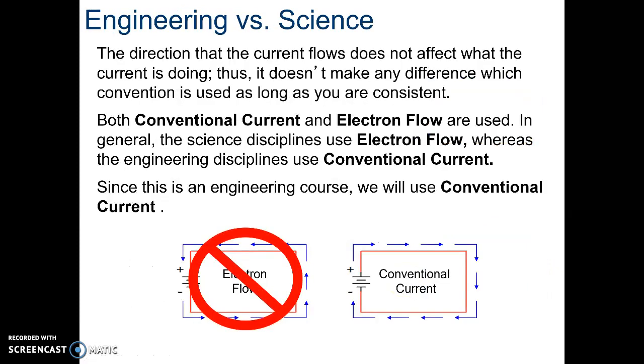It doesn't really matter which one you use as long as you're consistently using one. In general, science classes use the electron flow model, and engineering courses and engineers use the conventional current. Since this is an engineering class, we're going to use the conventional current model, which has energy going from the positive to the negative.